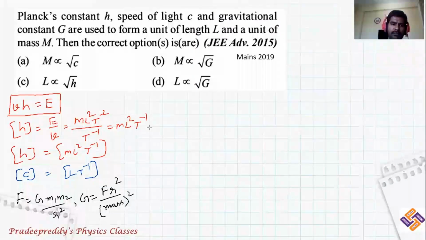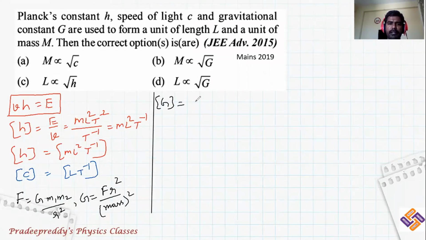Now I'll use this and I'll write down the dimensions. G dimension will be equal to force M L T power minus 2, R is length whole square, divided by mass M whole square. This M and M get cancelled. It is M power minus 1 L cube T power minus 2. That is dimension of gravitational constant G.